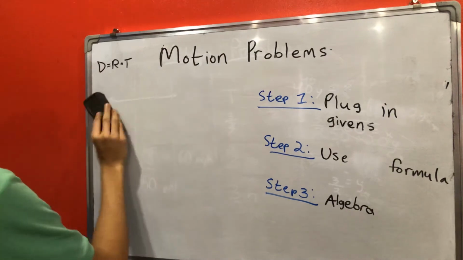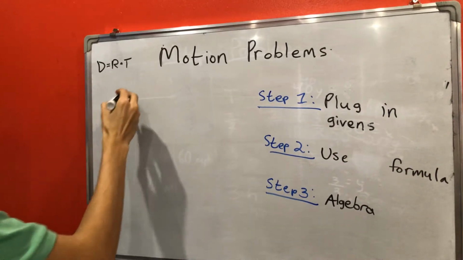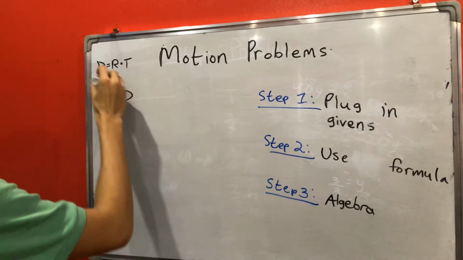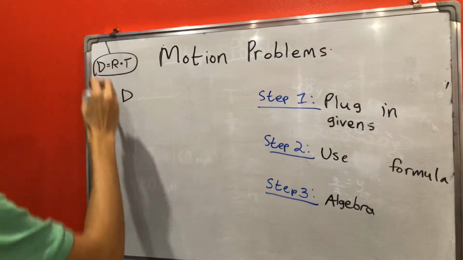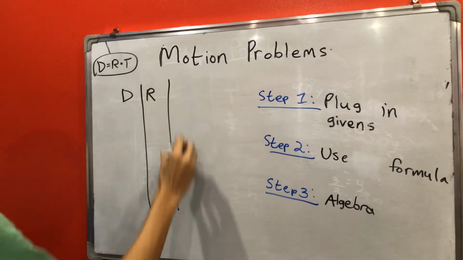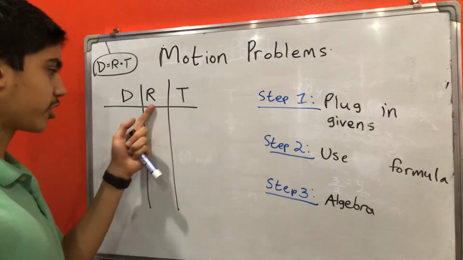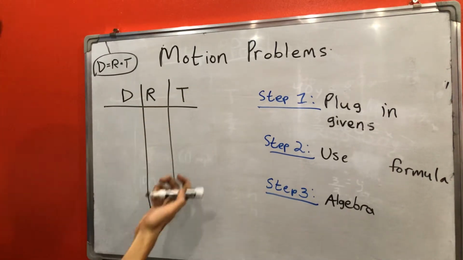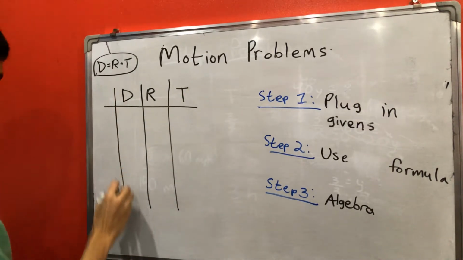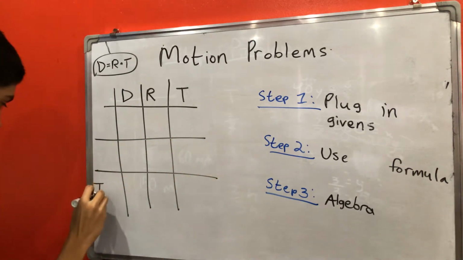But the main idea is that you want to make a chart and plug in the givens. So that'll be step one. Make a chart that looks like this. This is our little formula, by the way. So distance, rate, and time. Distance is just how far, rate is how fast, and time is how long. Then we're going to make a column for each of them, and this will be total.